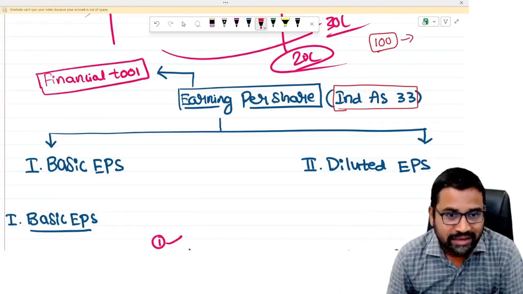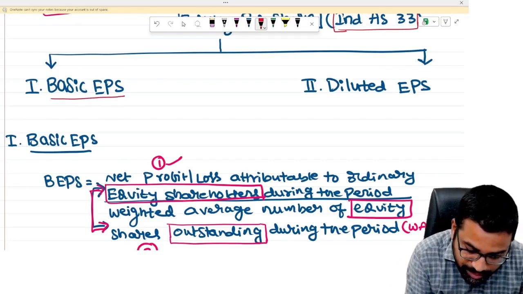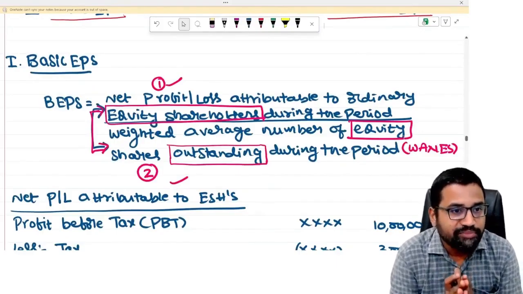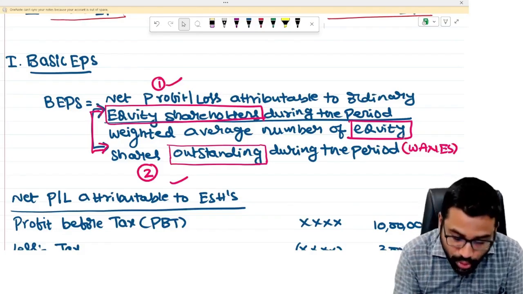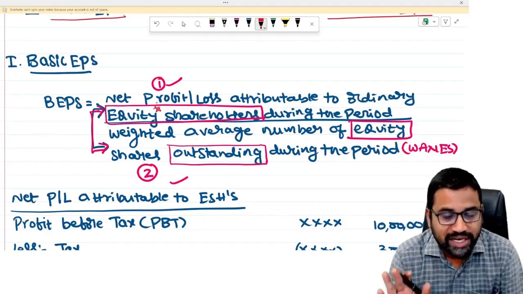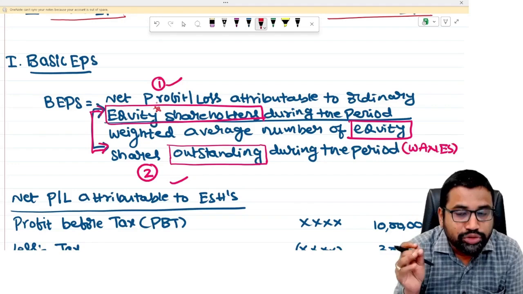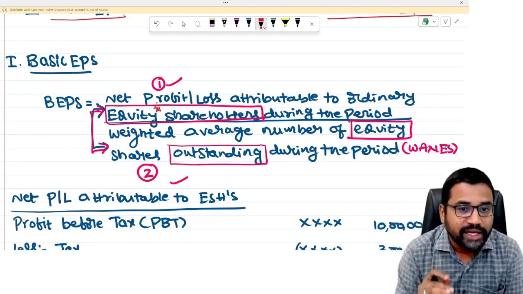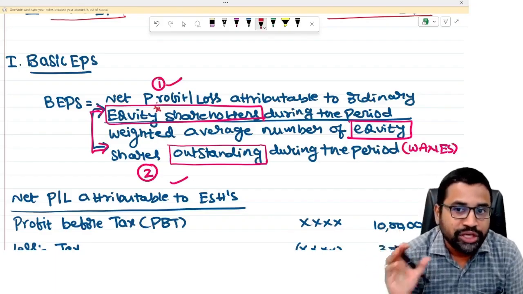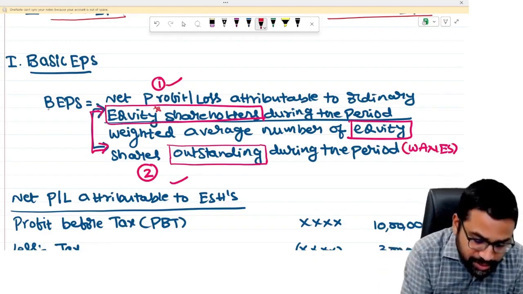Now they have brought a separate standard to explain earning per share, which is Ind AS 33. Basically I told you there are two types of EPS. One is basic EPS, another is diluted EPS. How to calculate basic EPS? There is a formula. The formula for calculation of basic EPS is net profit or loss attributable to ordinary equity shareholders during the period, divided by the weighted average number of equity shares outstanding during the period. I am not talking about preference shareholders; this EPS concept is for equity shareholders. So if you know these two things, then you can calculate basic EPS.